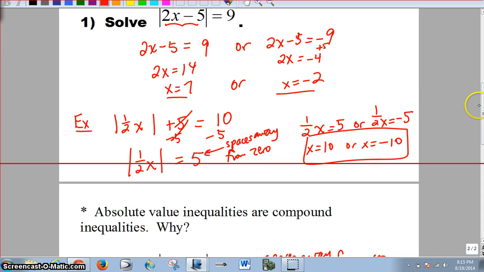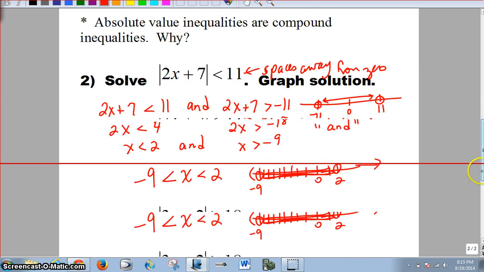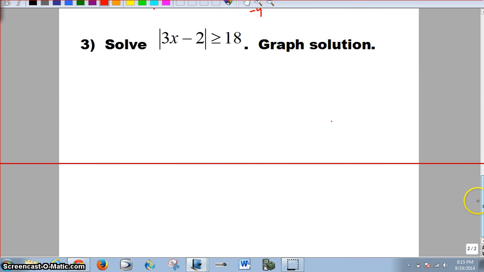We're going to do this one. Okay, so this one says that the absolute value of 3x minus 2 is greater than or equal to 18. Absolute value is greater than or equal to 18. This 18, remember, represents how many spaces away from 0? So more than 18 spaces away from 0. Let's look at our number line.